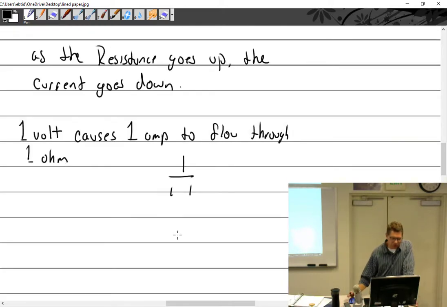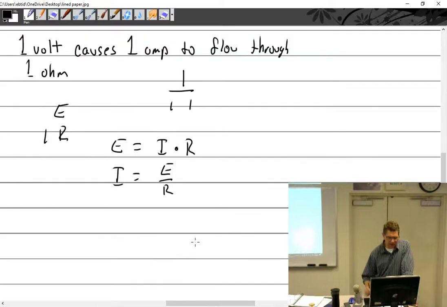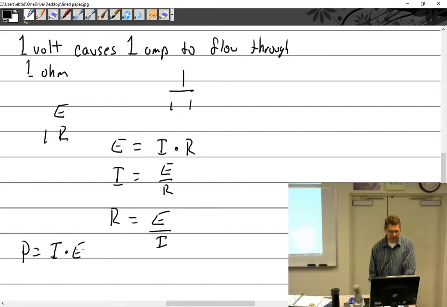And then we looked at these formulas already with the E, I, and R. So E, I, and R, which is to say that E equals I times R. I equals what? E divided by R. And R is E divided by I. Very good. And we'll just throw this one in. P is equal to I times E. I like pi.